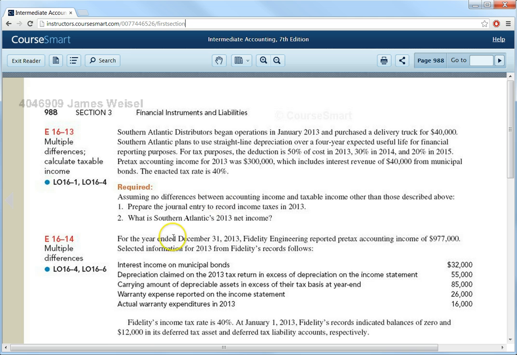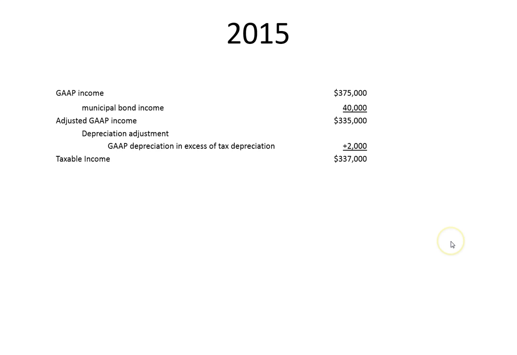And so let's take a look at what happens in 2015. So our depreciation adjustment now is in addition to our GAAP income rather than a deduction from our GAAP income. In other words, taxable income is now going to be $2,000 more as a result of that lesser depreciation deduction for tax purposes. We get a $10,000 depreciation deduction for GAAP purposes, but only an $8,000 deduction for tax purposes. That means that we need to add $2,000 back to our taxable income.